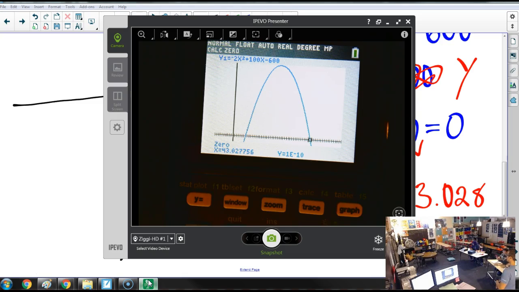So notice how your y says 1e to the negative 10th? That is 1 times 10 to the negative 10th power. So that's 1 over 10 to the 10th power.